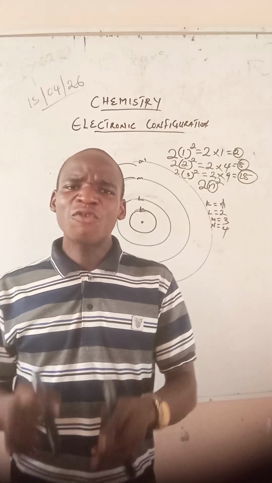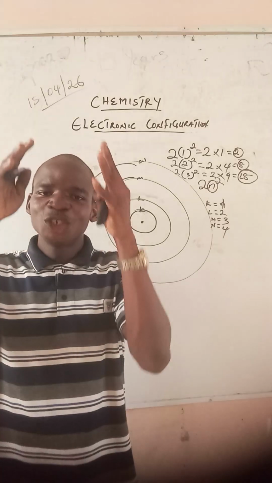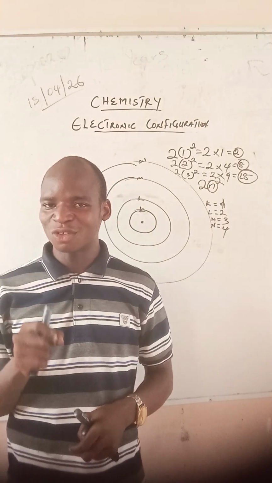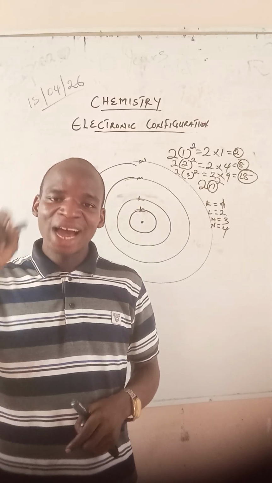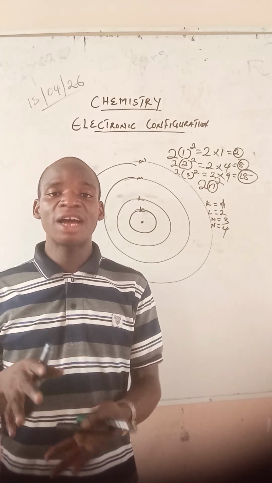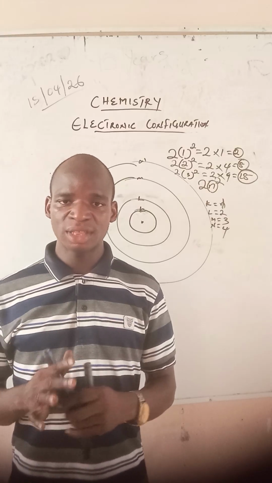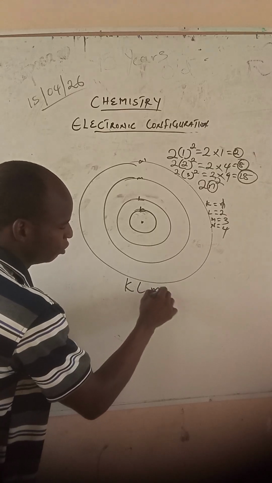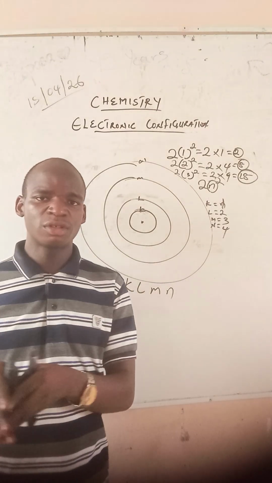Are you following? Now, for the first 20 elements, no shell must carry beyond 8 electrons. Listen again. For the first 20 elements, no shell must carry beyond 8 electrons. Are you with me? So a shell can carry below 8, but it must not carry beyond 8 electrons. Is that okay?